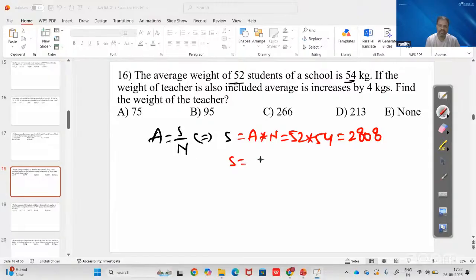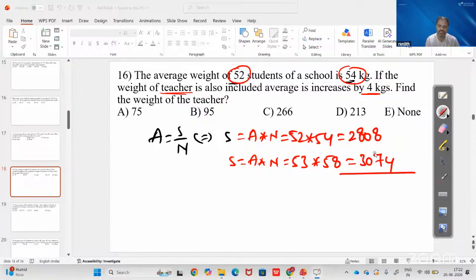Next, sum will be equal to again average into number. So instead of 52, the teacher is also included, in the sense 52 plus 1, 53. The average is also increased by 4 kgs. Initially 54, next will be 54 plus 4, that will be equal to 58. So this will be equal to 3074.